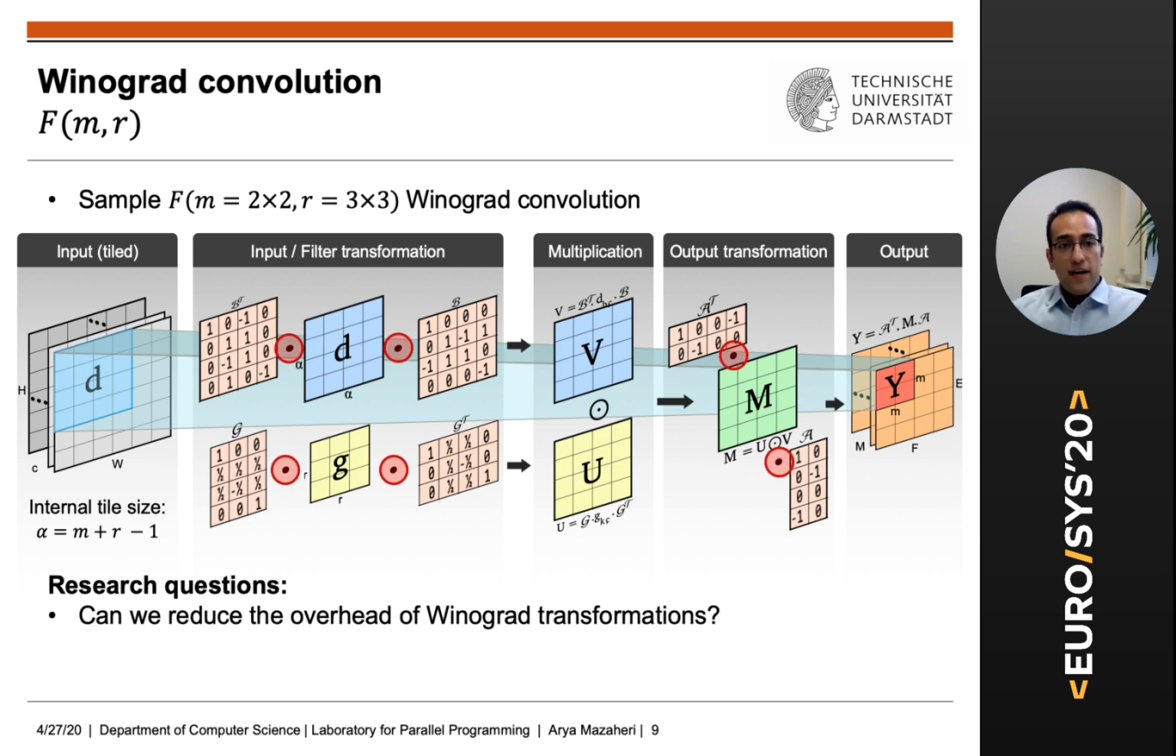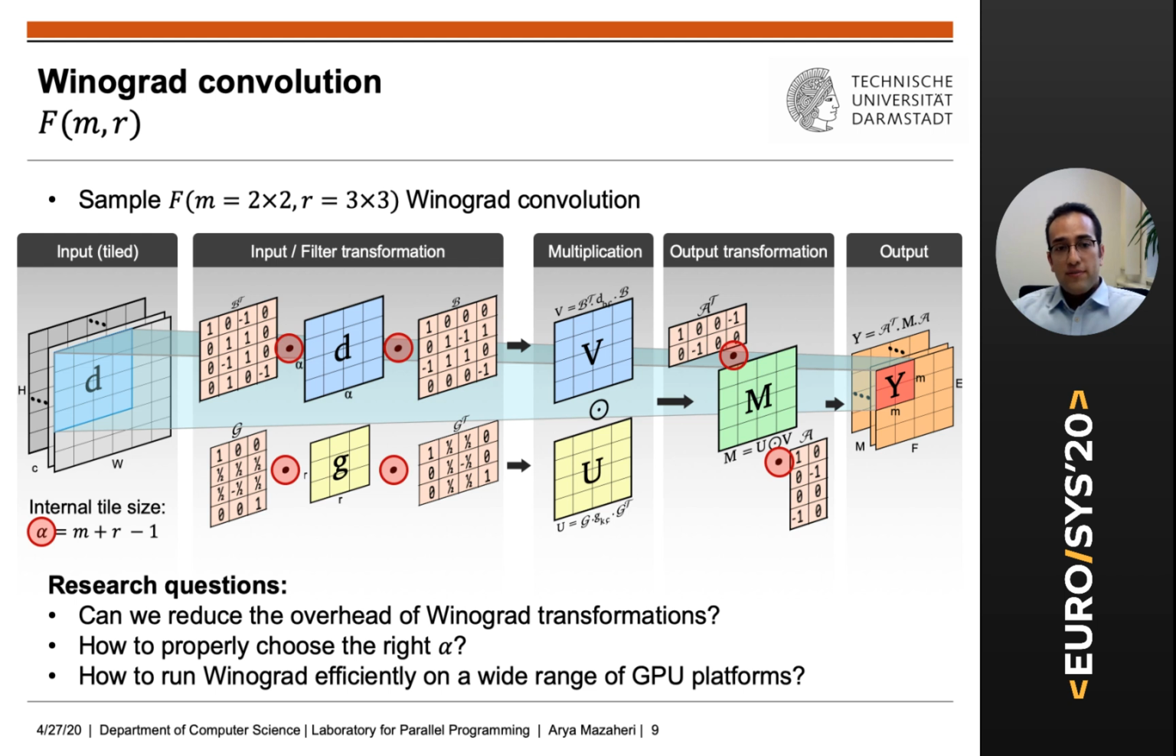The research questions that we had for this paper are: is there any way to reduce the overhead of Winograd transformations? As you can see, we had to perform 6 multiplications in order to transform the matrices into the desired space. Is there any way to properly choose the right internal tile size for the Winograd, because it really affects the accuracy of the computation and also the speed? Is there any way to use a single code that can run on a wide range of GPU platforms and still get acceptable accuracy and efficiency? These are the questions that we would like to answer in this project.